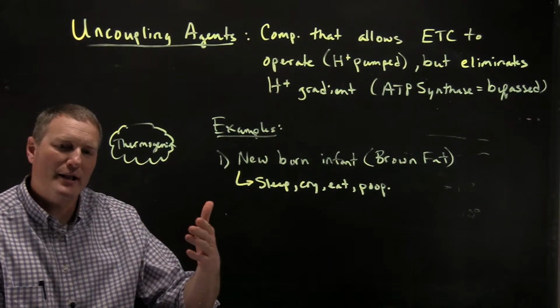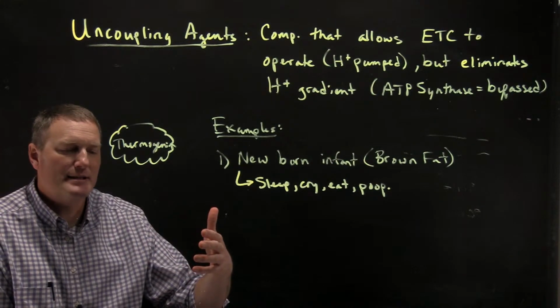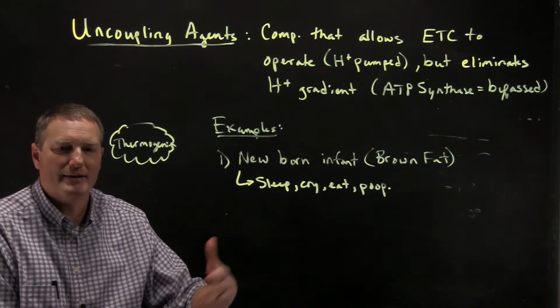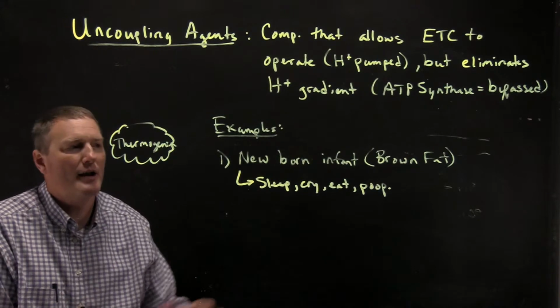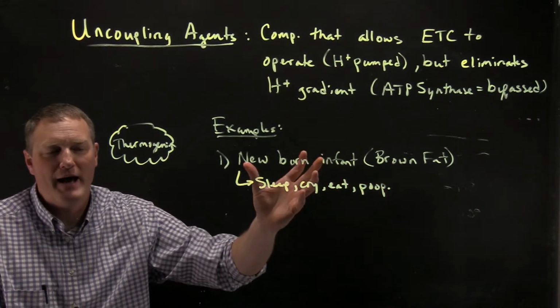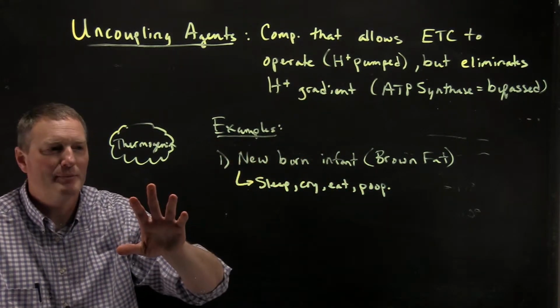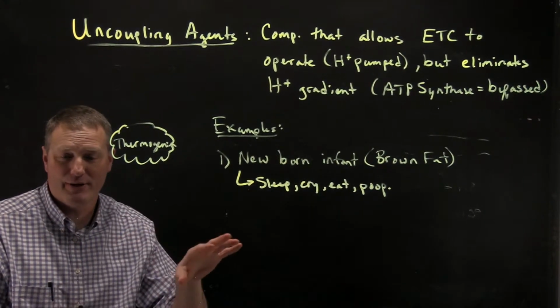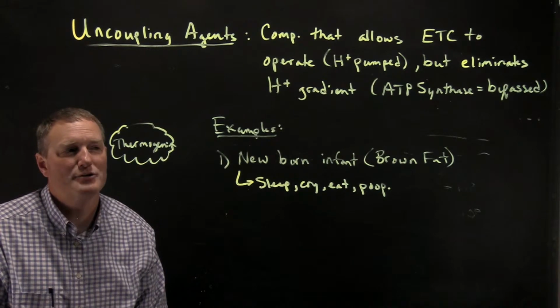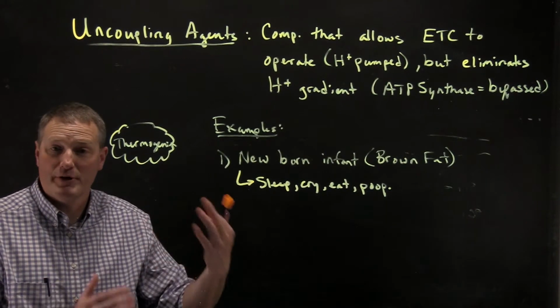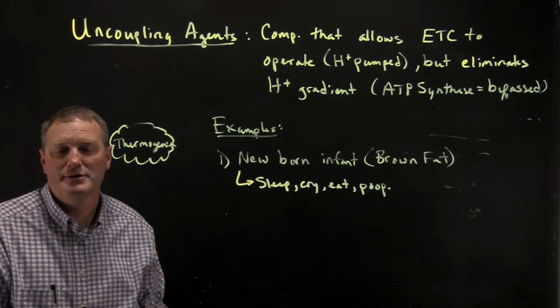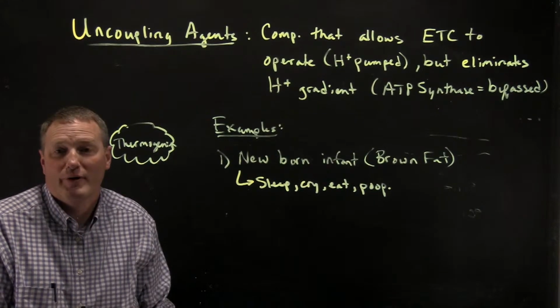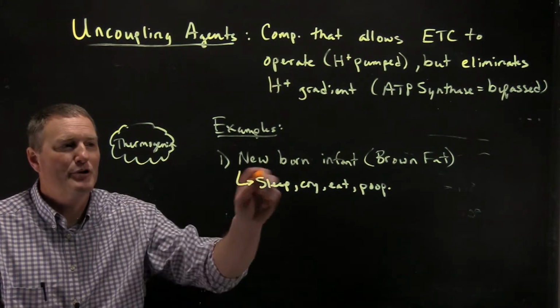Then throughout development over the next several months, as the baby starts to grow, becomes more active, starts to need to crawl and maybe walk, this baby fat or brown fat starts to get converted to regular adipose tissue. Typically, an adolescent child starts to thin out, and that baby fat goes away because now they need that ATP so they can start moving around. So that's one example, a newborn infant.